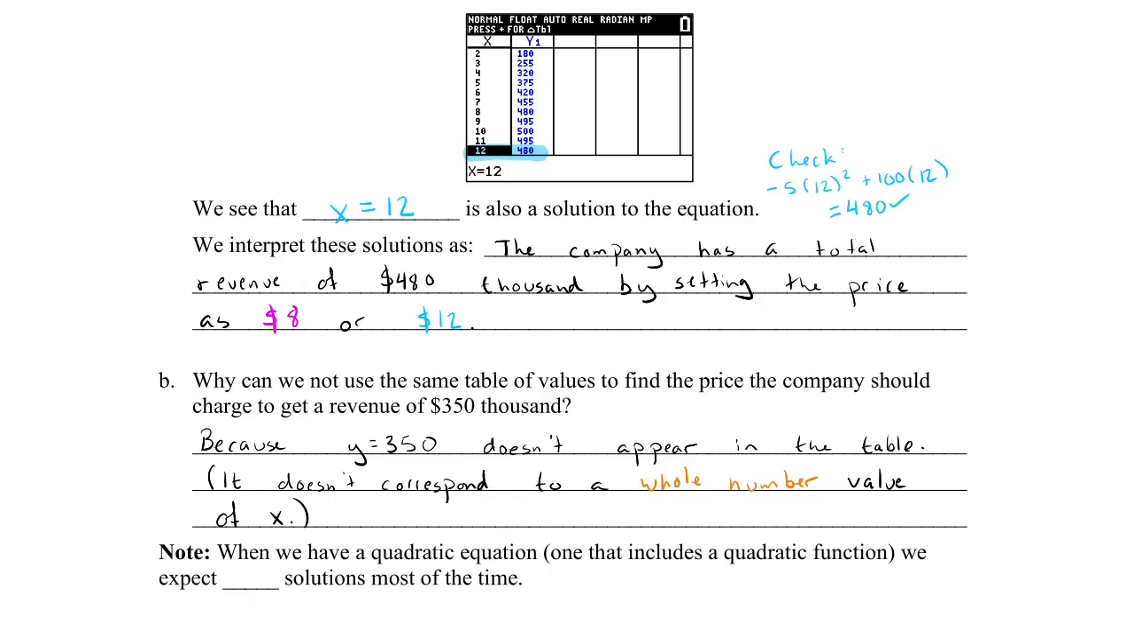But there is one other thing we noticed. When we have a quadratic equation, so one that includes quadratic functions, the normal thing to expect is to get two solutions. The normal thing to expect is that we have two values of x corresponding to any particular value of y. Occasionally, that's not what happens. Occasionally, we only get one, or we might not get any. But that usually means there's something wrong with the question we're asking in the real world.